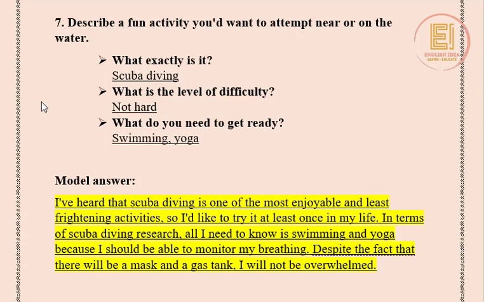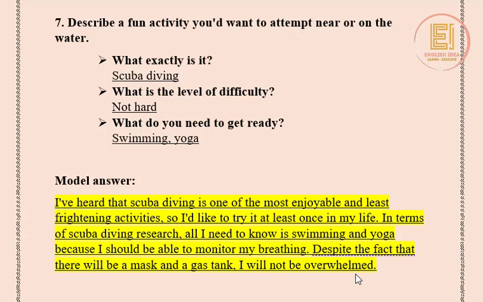Again, as you can see, I have kept it very simple. I just told them what exactly it is. It is scuba diving. I told them that it's not that hard, and for the final answer, I just said what we need. We need swimming and yoga. Yes, I'll tell you why you need yoga. Okay, so the model answer is here. You can go ahead, pause the video or mute it and read it by yourself, but I'll go ahead and read it for everyone.